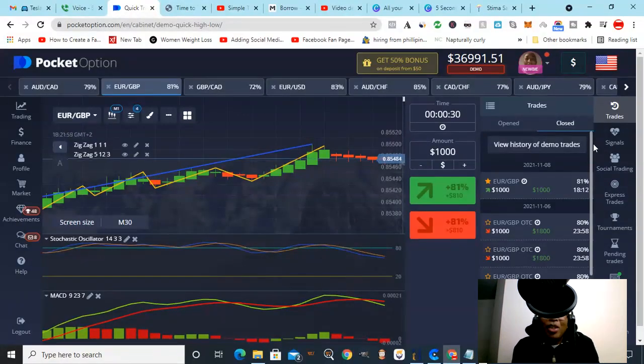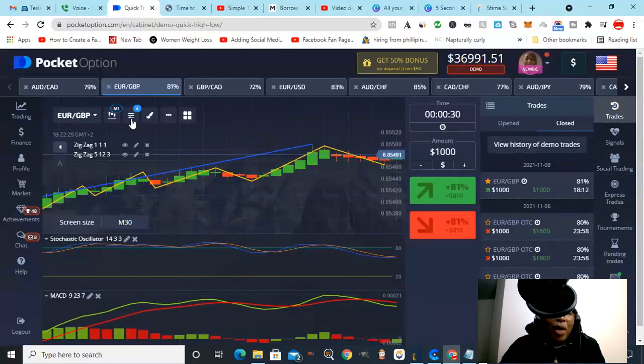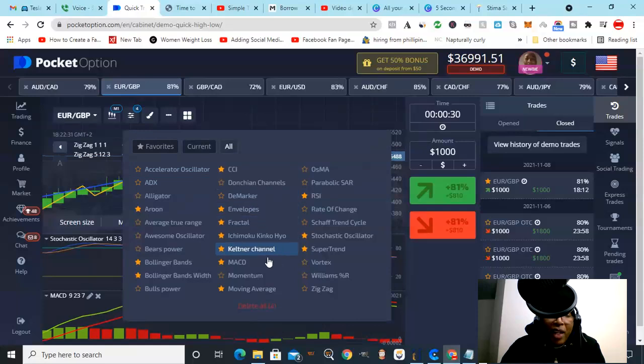Because of popular request, one of my subscribers has been hunting me down, up and down, and he wants me to show him how to use the MACD to trade binary options. Now, this is a popular indicator. So when you're on Pocket Option, you go to this icon here, like parallel lines, and you will find the MACD right here. So you click on that, okay? Click MACD, and you can play around with the settings to see what is going to work for you.